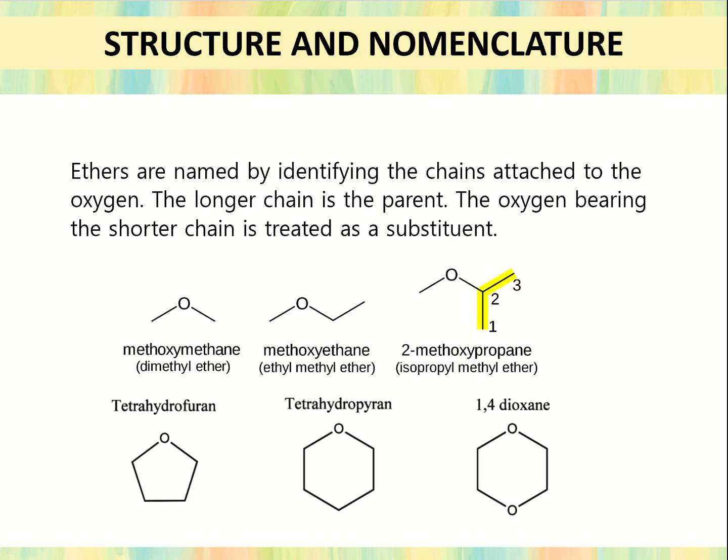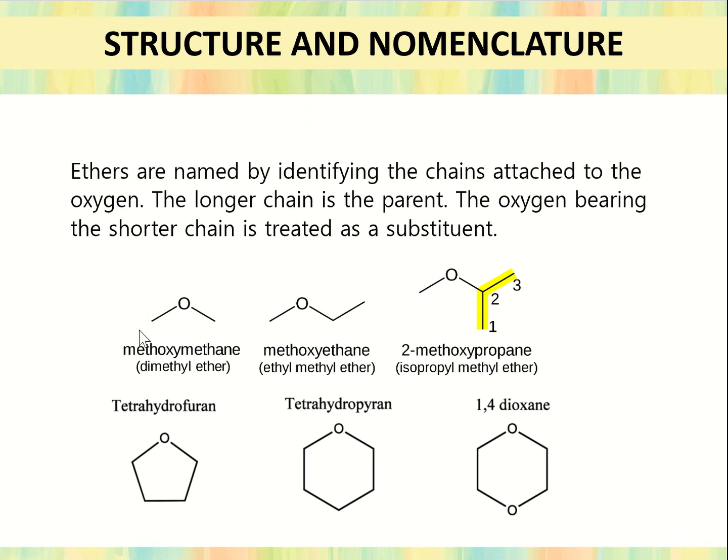And so for the nomenclature, ethers are named by identifying the chains attached to the oxygen. The longer chain is the parent. The oxygen bearing the shorter chain is treated as a substituent. So let's look at a few examples here.